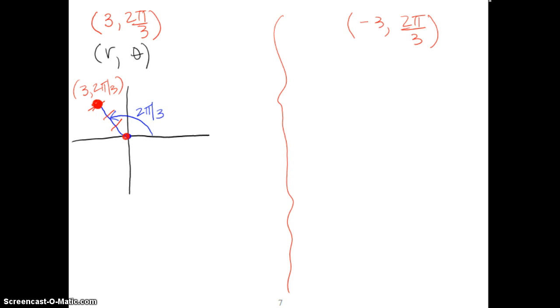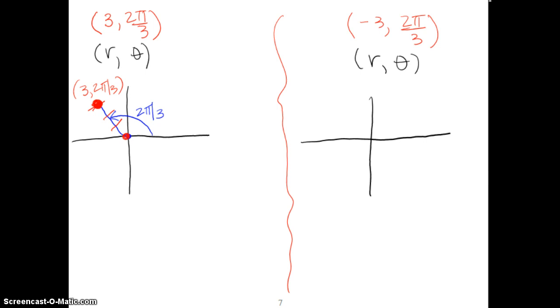Now, if we wanted to plot -3, 2 pi over 3, again, -3 would be our r, 2 pi over 3 would be our theta. So to draw our axes, whenever you have a negative r value, you're going to start at the origin, but instead of walking 3 steps towards 2 pi over 3, we're going to walk 3 steps away from 2 pi over 3.